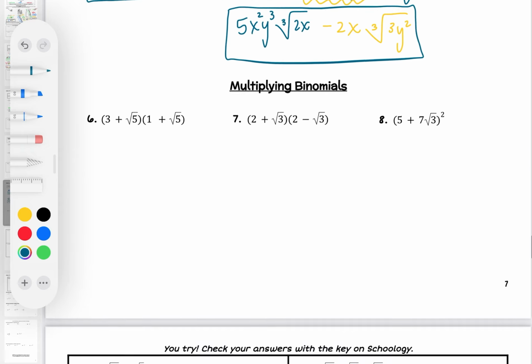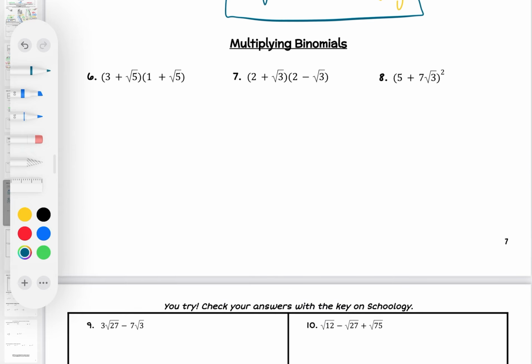All right, so next up we have multiplying binomials. So when we multiply binomials, we're going to do the exact same thing that we do where we FOIL. So I'm going to FOIL, and remember the F stands for first. So we're going to multiply our first terms together. So we're going to do 3 times 1, and we're going to have 3. Next, we're going to do our outer terms. So we're going to do the outside numbers. So we're going to have 3 times square root 5, which would just be plus 3 square root 5.